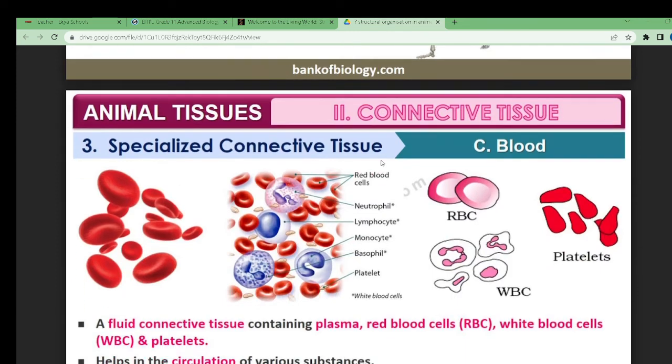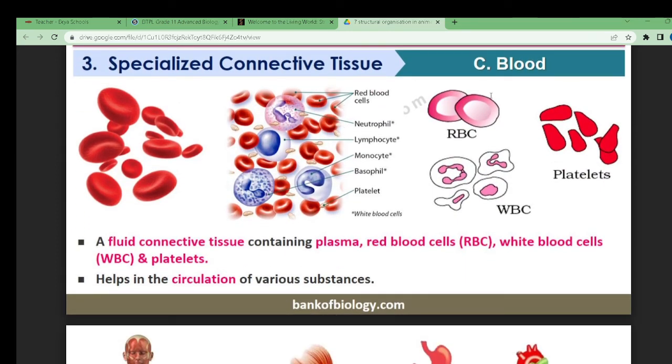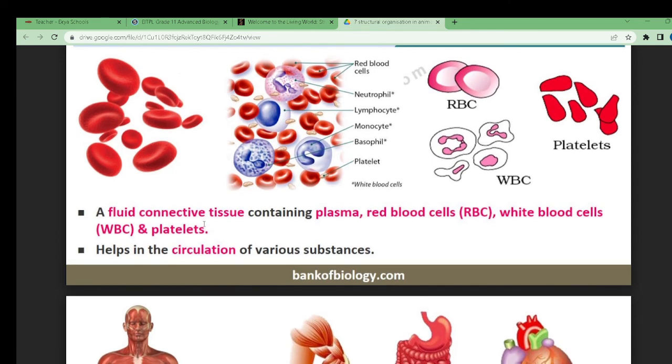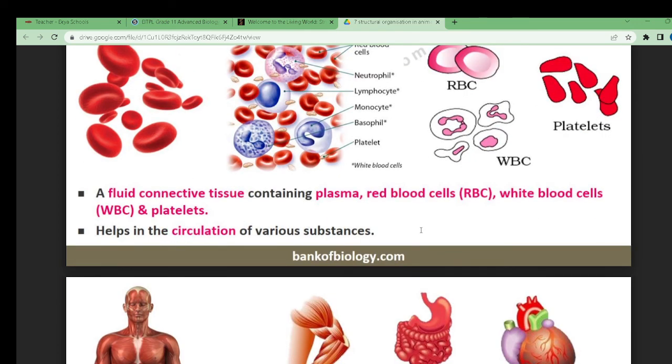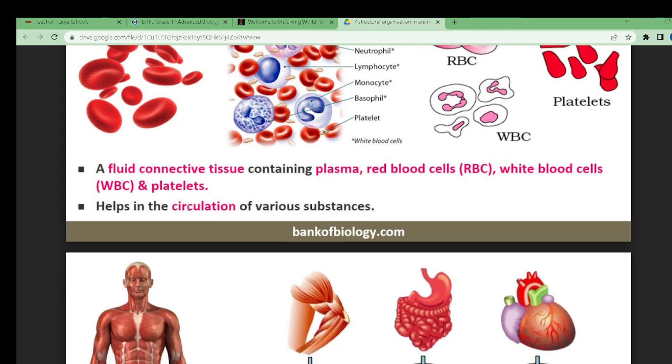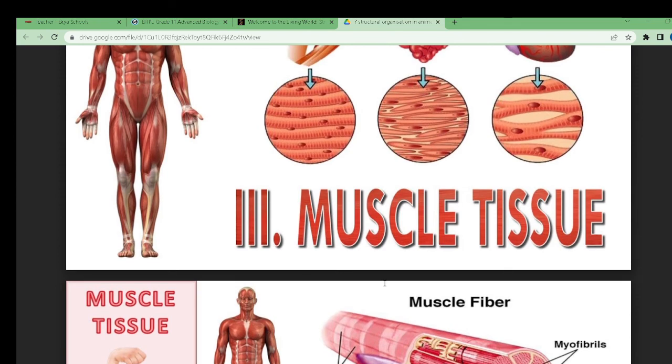Now, specialized connective tissue, the last one, is the blood. A fluid connective tissue containing plasma and red blood cells. It is also known as a tissue because it contains blood cells, and whatever contains cells is known as a tissue. So it contains RBC, red blood cells, and white blood cells. They are also a member of the immune system. It helps in the circulation of various substances. Now we'll discuss muscle tissue.